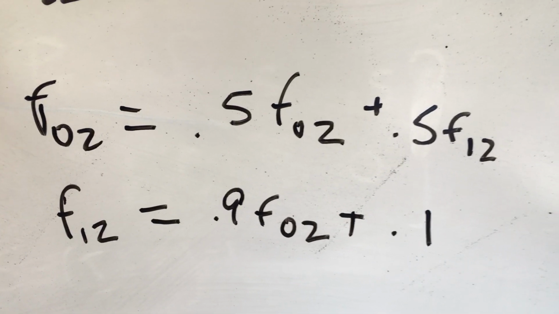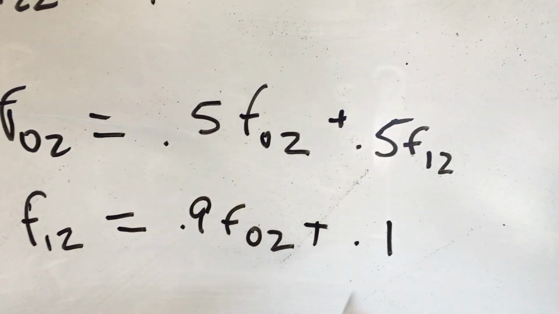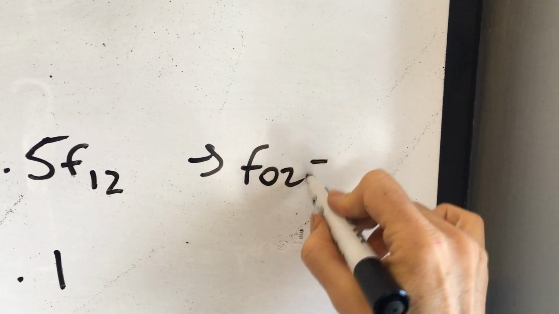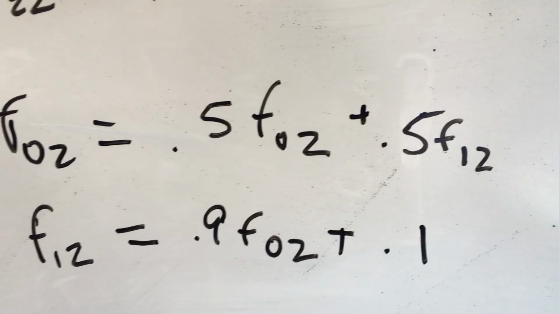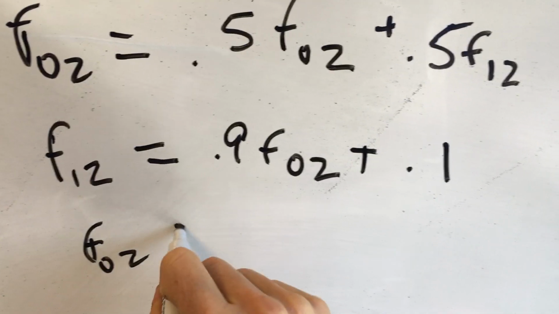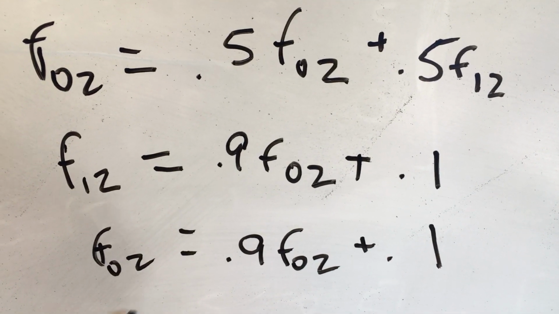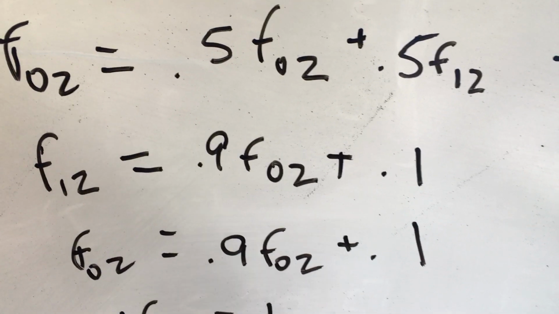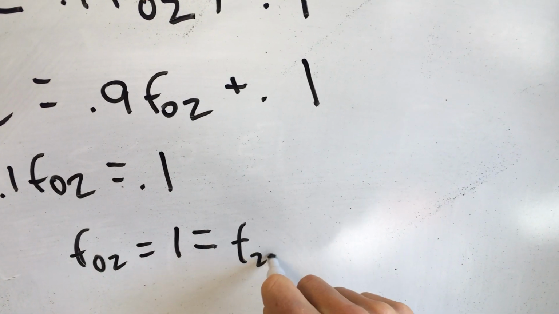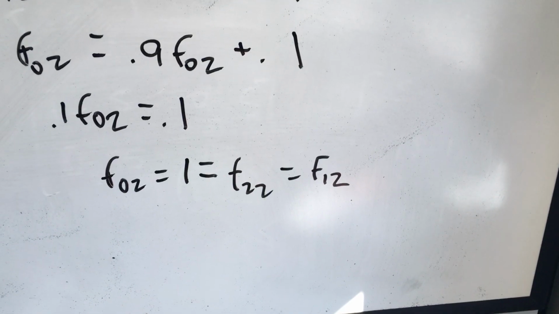Okay, so here's our system of equations now, and we know that we already took care of F22 being equal to 1. So if we simplify this, you're just going to subtract this off from that side, so you're going to end up with F02 equals F12. Okay, and then we can use that here. So if F12 is the same as F02, we can say F02 equals 0.9 F02 plus 0.1. Subtract, so we're going to end up with 0.1 F02 equals 0.1, so F02 equals 1, which is equal to F22, we already knew that, which is equal to F12. So all this says is the probability of being absorbed into state 2 given that you started in any other state is 1.